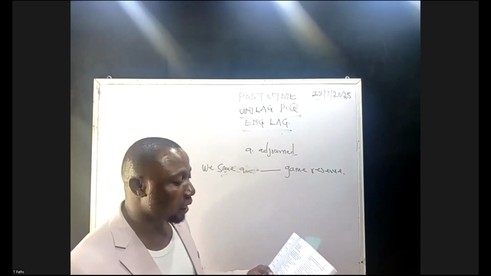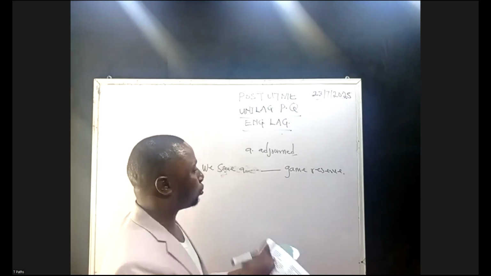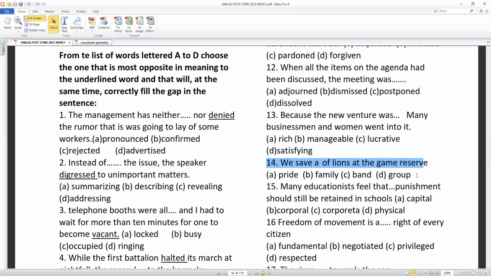Now we have to choose the right option from A to D that will suit what is here. We saw a dash of lions at the game reserve. So do you call lions a pride? We are dealing with collective nouns. So is it called a pride of lions? Is it called a family of lions? Is it called a band of lions? Or is it called a group of lions? So what will be the right answer? Pride. Yes, you use pride, a pride of lions.